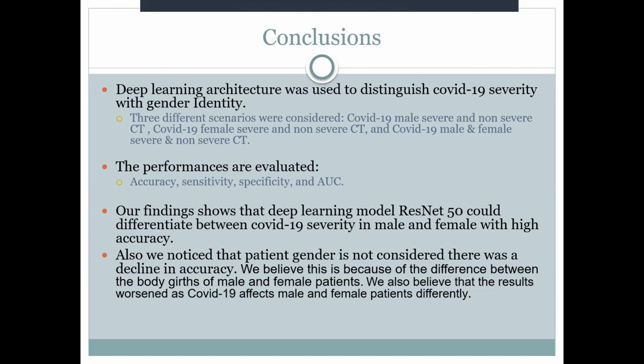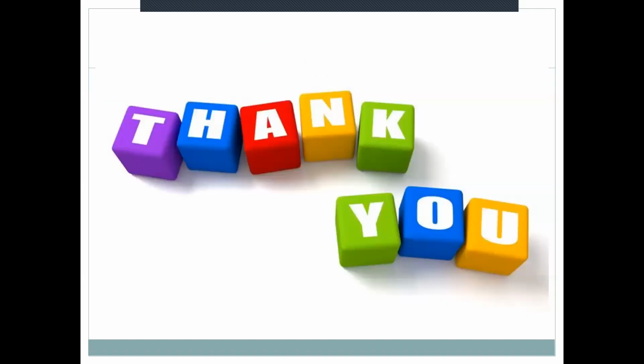And also, we believe that the result worsened as COVID-19 affects male and female patients differently. So the damage that COVID-19 may do to the lungs region in a male may be different from the female. So those are our assumptions that we deduced from this. So we're trying to say that when we are trying to distinguish between severity in both cases, we should make sure that we consider the gender, for us to be able to get an accurate result. Thank you very much.